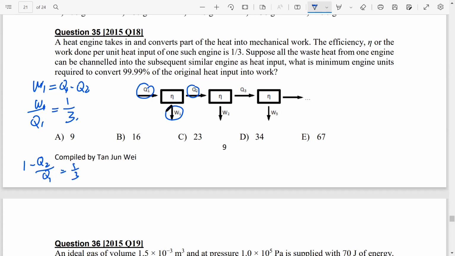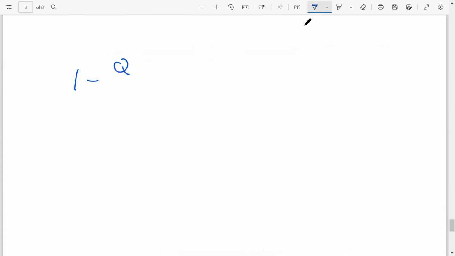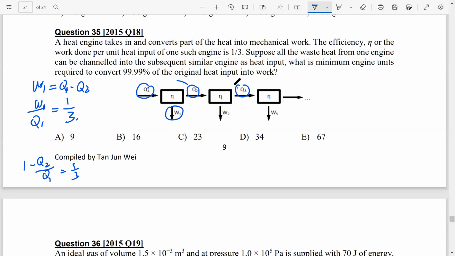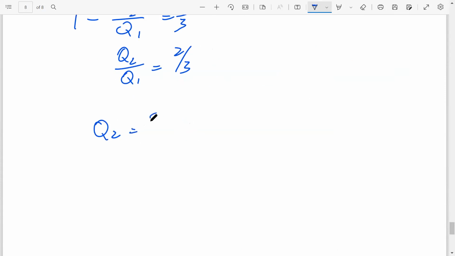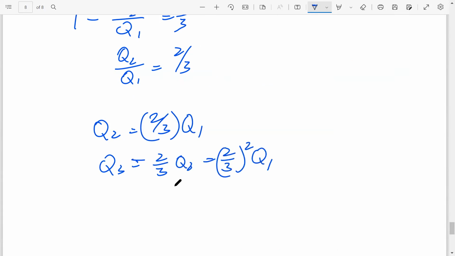Okay, we just look at the first one. So from here, we can see that W1 being Q1 minus Q2 is the same as 1 minus Q2 over Q1 equals 1/3. Okay, let me just do it here. 1 minus Q2 over Q1 is now equal to 1/3. Or Q2 over Q1 must be equal to 2/3. 2/3 is wasted, correct? So it means that each of these is 2/3 of the previous one. This is going to be 2/3 of the previous one. This is going to be 2/3 of the previous one. Okay, so we can see that Q2 is equal to 2/3 Q1. Q3 is going to be 2/3 Q2, which is going to be 2/3 squared of Q1. Q4 is going to be 2/3 of Q3, and it's going to be 2/3 cubed of Q1.